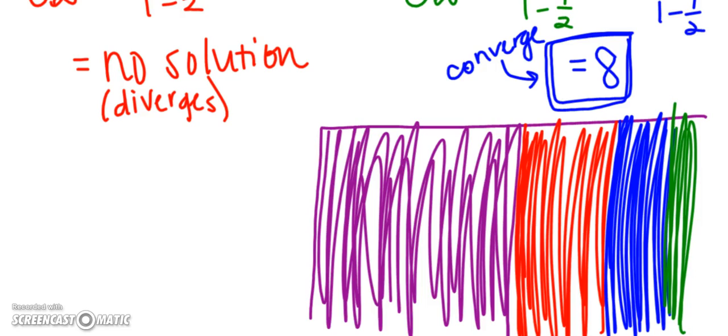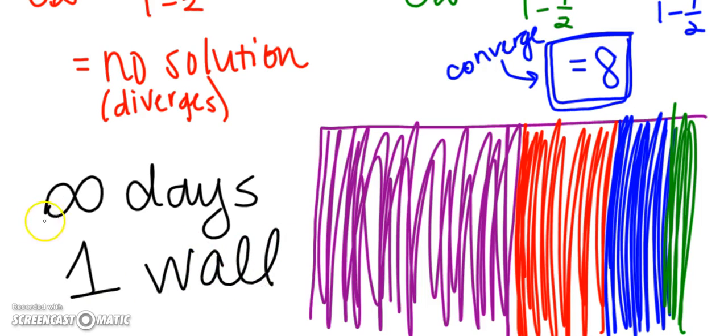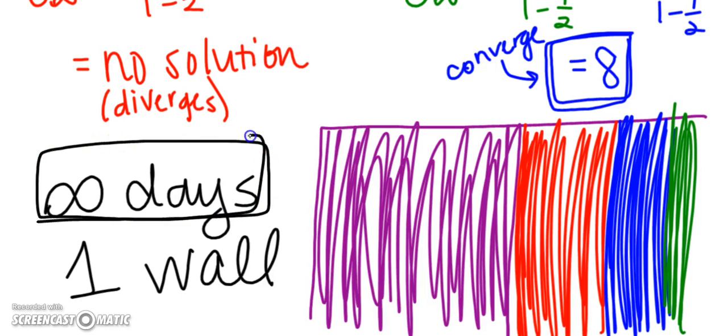So how long is it going to take me to finish painting the wall? Well, you could argue about paintbrushes and thickness, but if we're really talking about half of the remaining space, it's going to take me an infinite number of days to paint one wall. So I'm adding up an infinite number of things, but it converges to the number 1. I'm getting close to painting one wall.